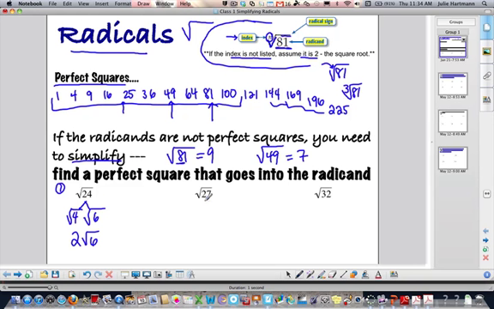Okay. With 27, what perfect square goes into 27? Well, 9 does. So 27 is 9 times 3. So it is the square root of 9. We know the square root of 9 is 3 times root 3. We don't know that one.